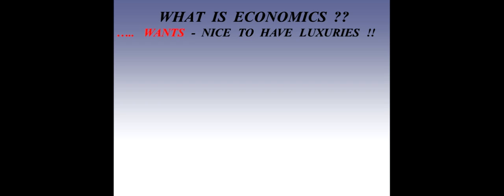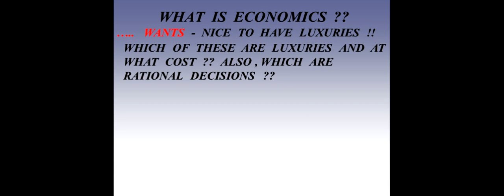Now, our next step in decision-making is going to delve a little deeper and show you how the decision-making process can be a little bit more complex. I'm going to give you two examples, and I'd like for you to consider two things. Which of these examples are luxuries and at what cost, and also overlay that with which are rational decisions. Now, let's start with something simple.